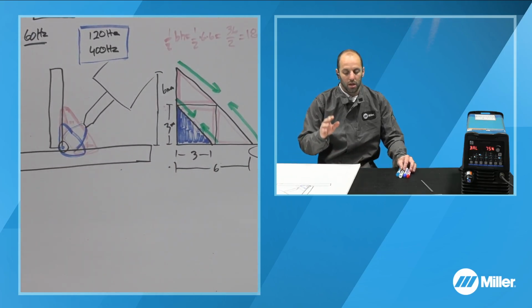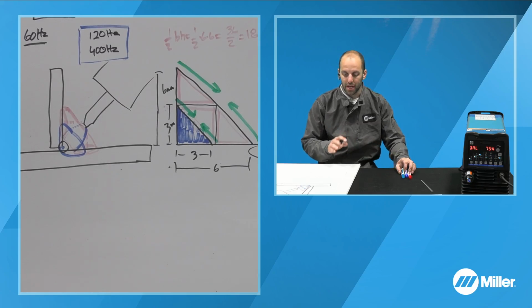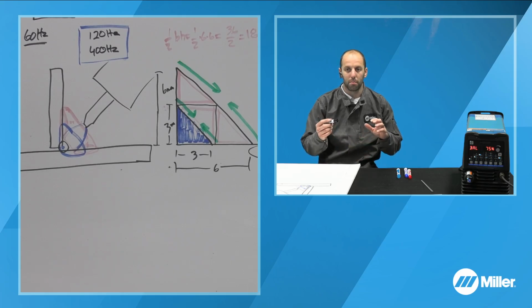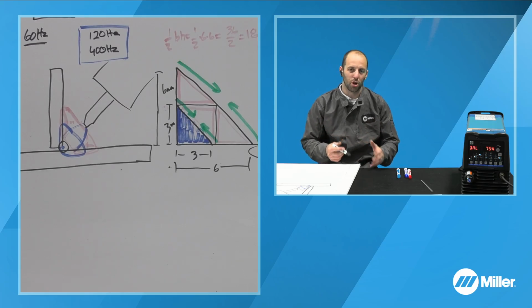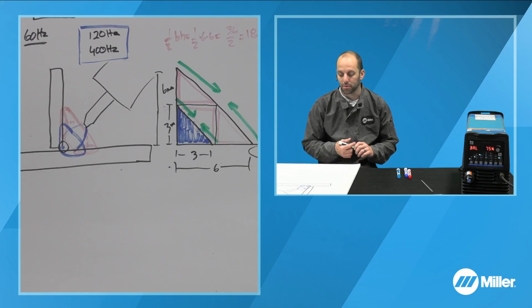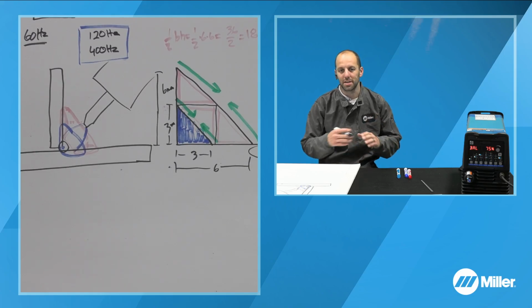Now, I do want to provide some recommendations because we do get questions about when you would want to use a lower frequency versus a higher frequency. So the lower AC frequency, so maybe like a 70 to a 90 hertz.